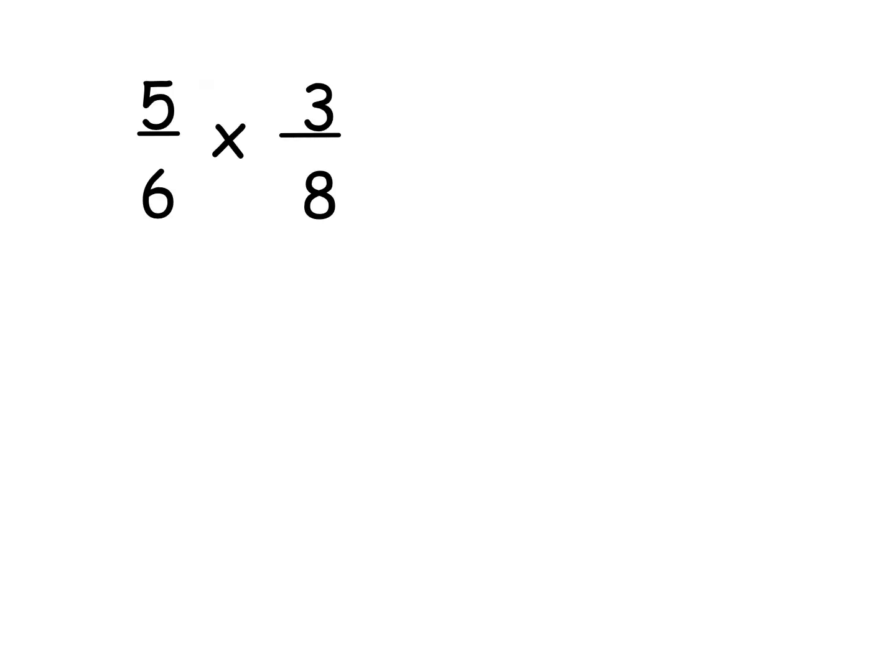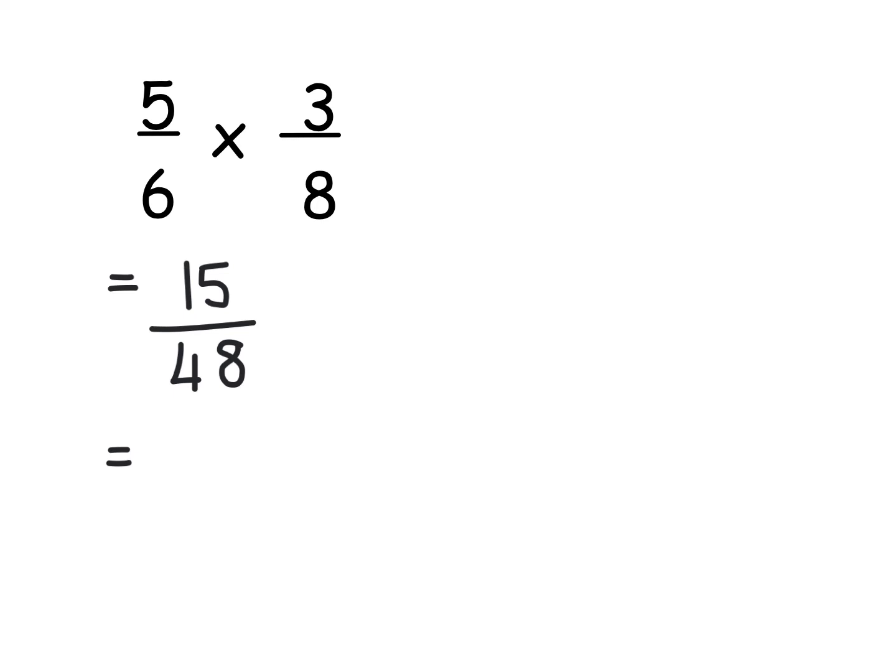So here is my first example. 5/6 times 3/8. So using the rule we've just been doing, well, that would be 5 times 3 on the top, which is 15, and 6 times 8 on the bottom, which is 48. But at a quick glance, you hopefully spot that they can simplify.